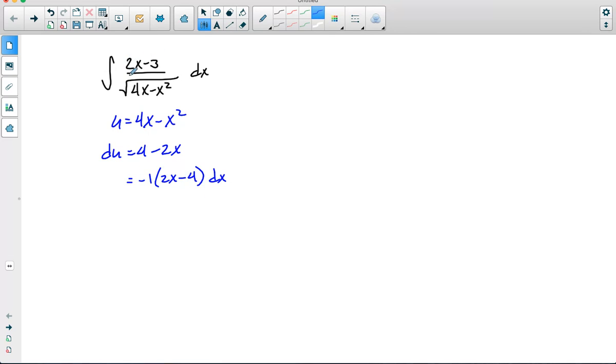The missing -1 we could fix. So I'm going to turn that into a 2x minus 4 by subtracting 1 and adding 1 to the numerator. It's kind of a silly little trick, but what it allows me to do is change my numerator to 2x minus 4 plus 1, all over that denominator, 4x minus x squared. And now I can split that fraction.